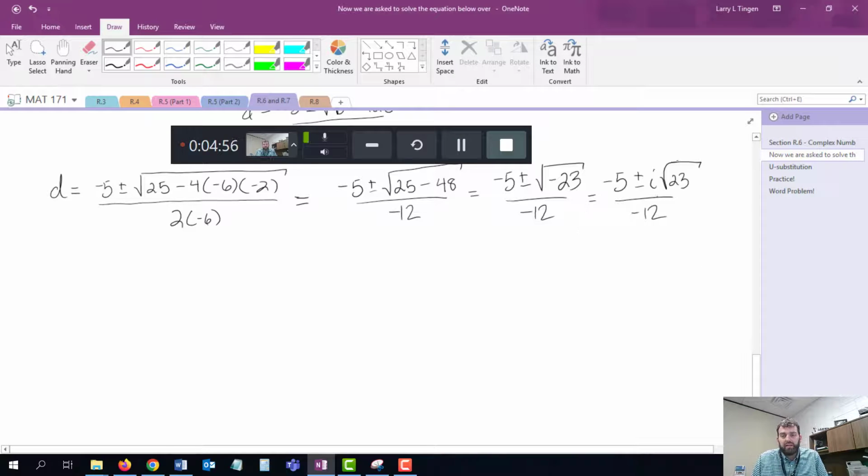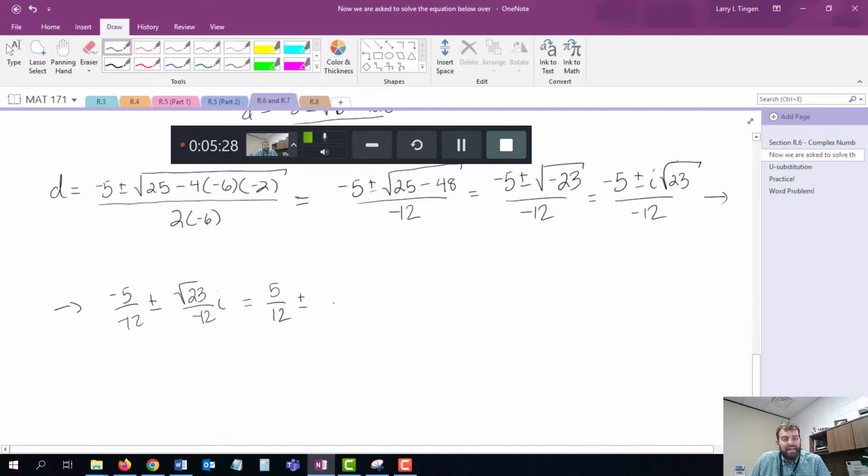So I can split it, and that's negative 5 divided by negative 12 plus or minus the square root of 23 divided by negative 12i. And then let's clean up one more step here. Negative 5 divided by negative 12 is just 5 over 12. So there's the real portion, and then here's the imaginary portion, plus or minus.